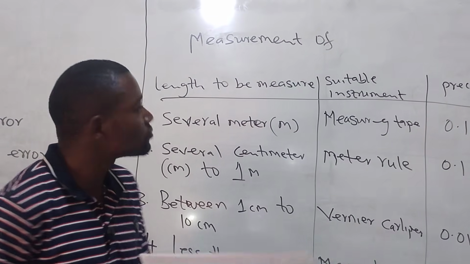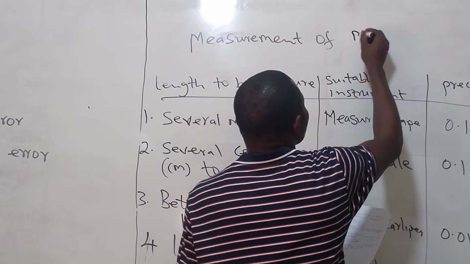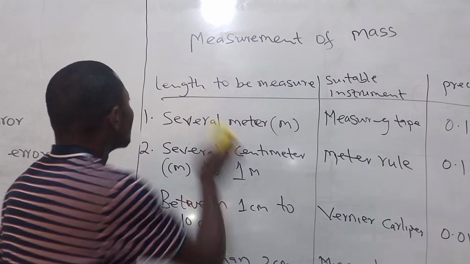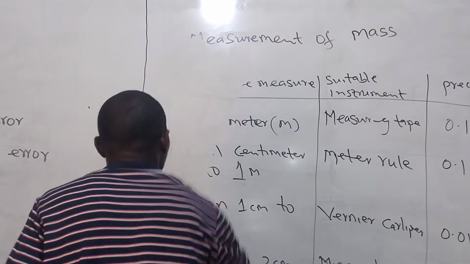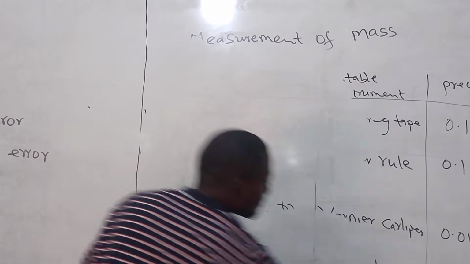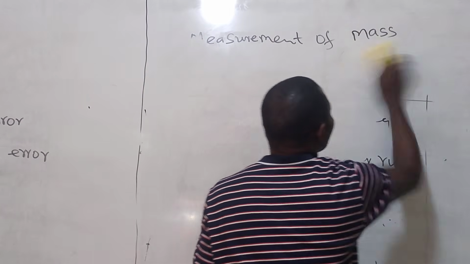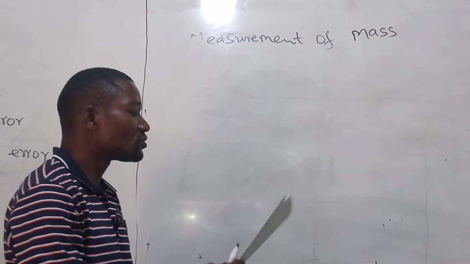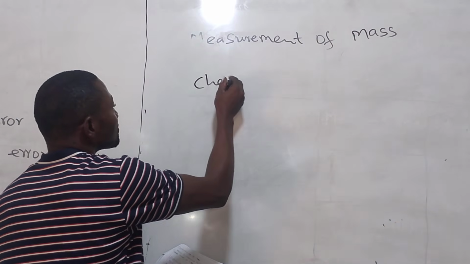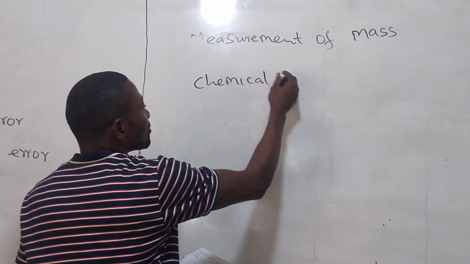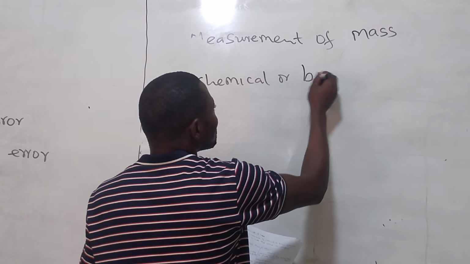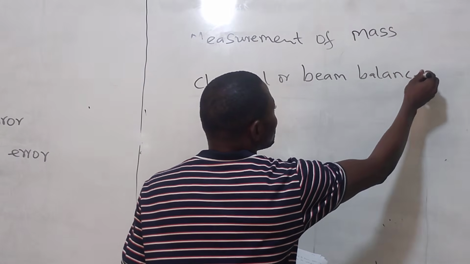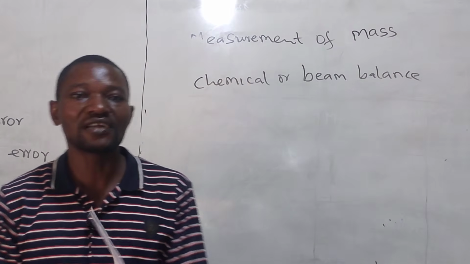Okay, the next quantity we want to look at is measurement of mass. How do we measure mass? Let's look at it. Mass is measured using an instrument called chemical balance or beam balance. Is the instrument that we use to measure mass.